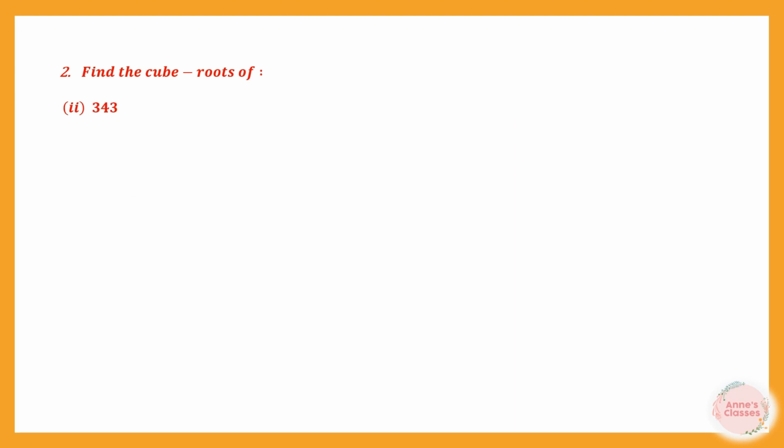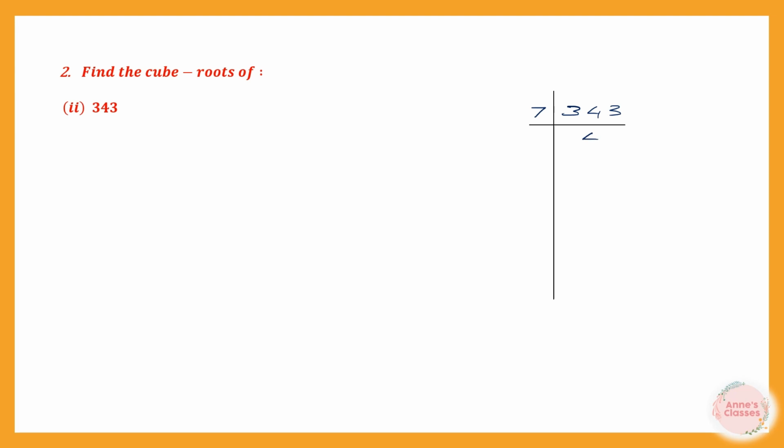Question 2, 343. We have to find the cube root of 343. So let's begin. Let's write the number there, 343. Now, is this number divisible by 3? Let's add it up. 3 plus 4 is 7. 7 plus 3 is 10. It is not divisible, so we can use 7. Okay, let's use 7 and see.